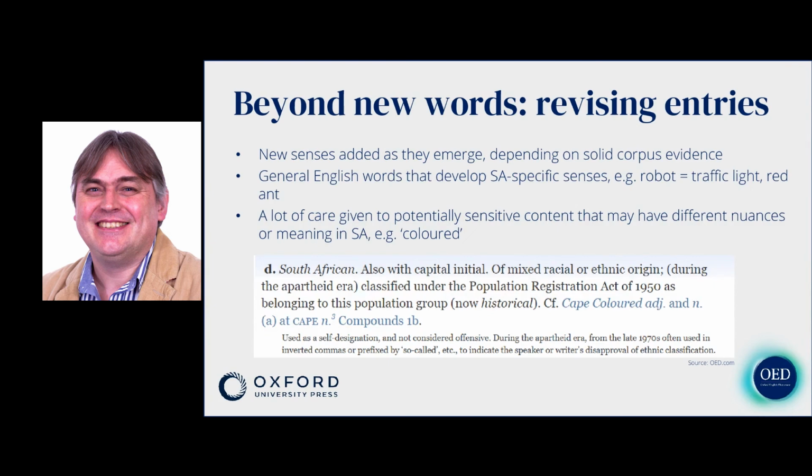We not only look at the South African English content, but we also look at general English words that develop South African specific senses. And here the most frequently used example is the old one of a robot in South Africa, meaning a traffic light. So when we tell you to stop at the red robot, we're not talking about an invasion from nearly sentient beings. We are simply telling you to stop at the traffic lights. But there are also more recent developments in this regard that we keep track of. And the example that I mentioned earlier of the extra sense that Red Ant developed is a good example.